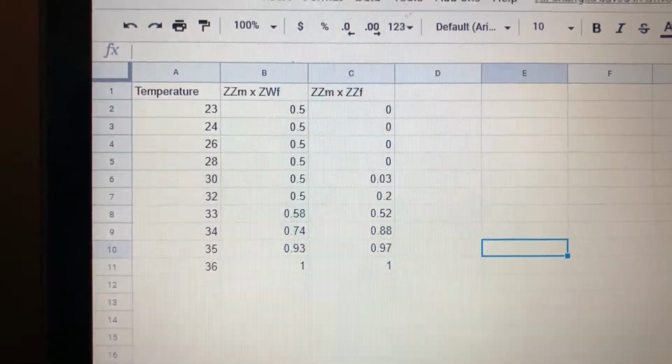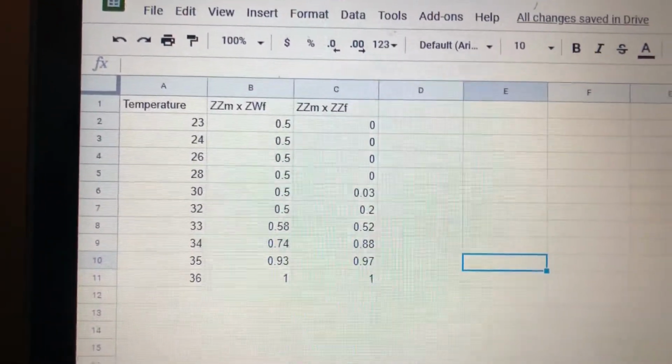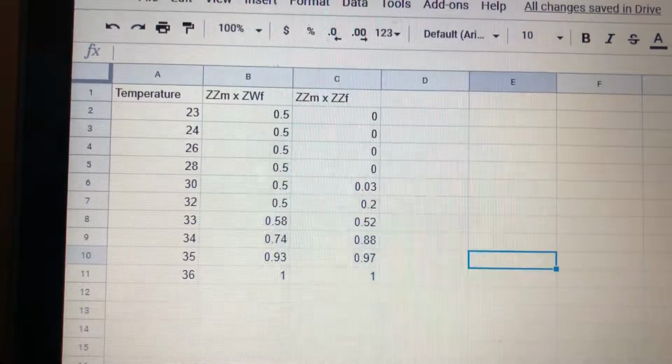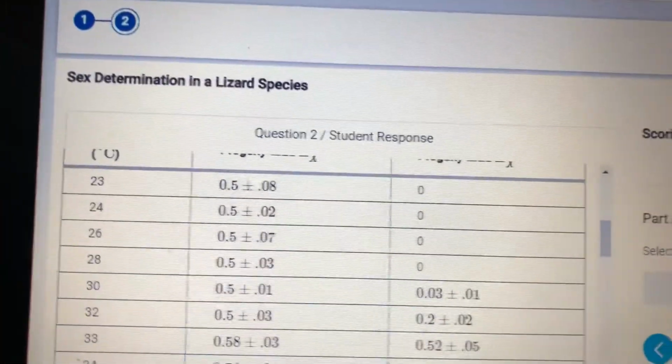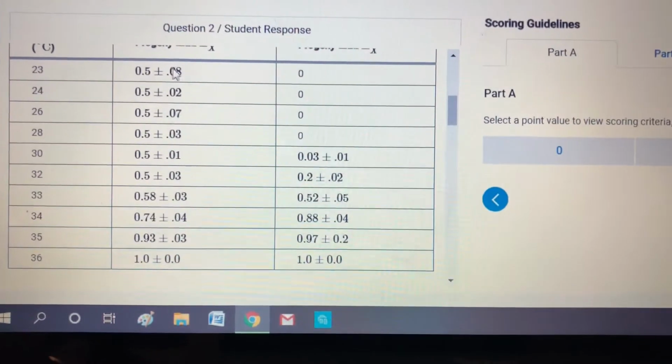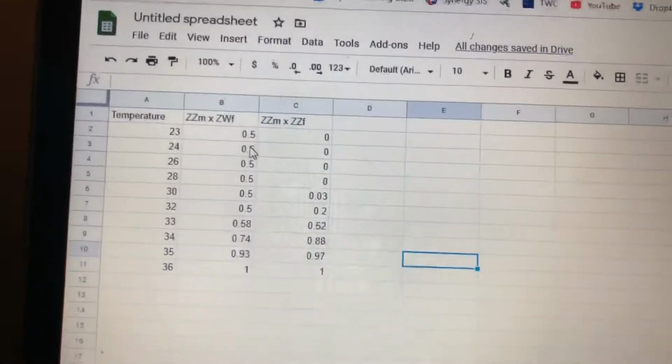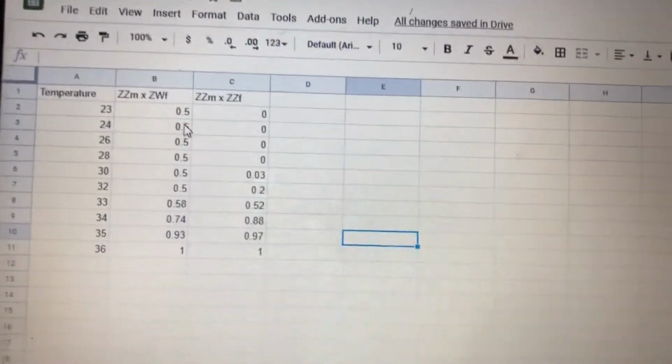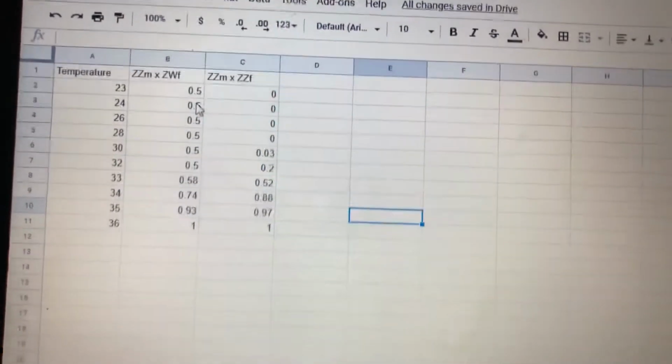All right, guys, a quick tutorial on how to do the graphing for the progress check unit 5. So here's the data that is laid out in the question right there, but I do not have the plus or minus values in here. So I'm actually going to show you how not to do it the first time and then show you how to do it correctly the second time.